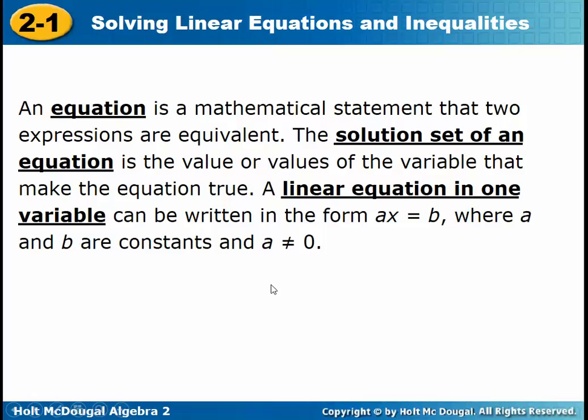An equation has an equal sign. It's a mathematical statement that two expressions are equivalent or equal. The solution set of an equation is the answer. It's the value or values of the variable that make it true. Usually that's just one, but we're going to look at some examples today where more than one value would make that true. A linear equation in one variable can be written in the form ax equals b, where a and b are constants and a is not equal to 0.